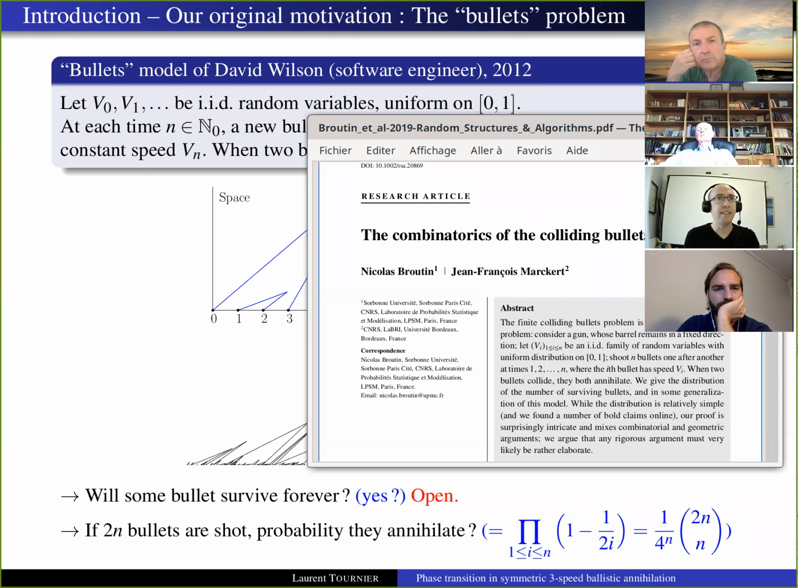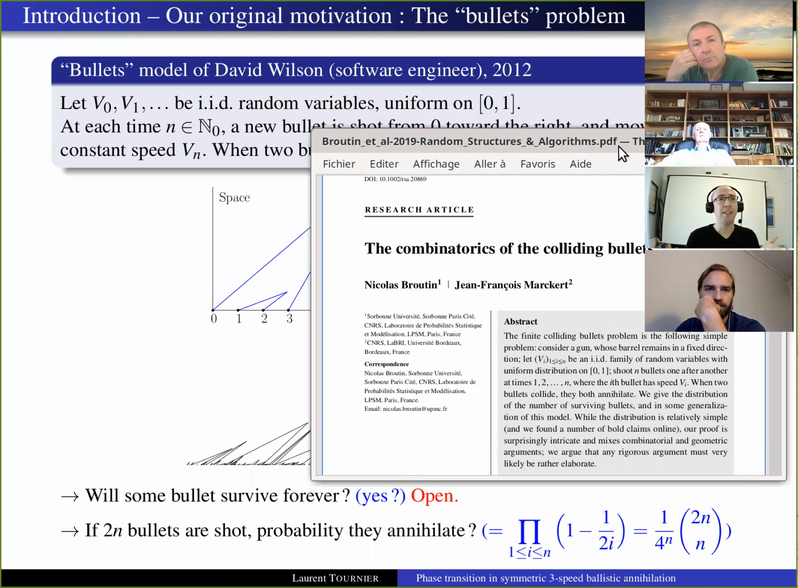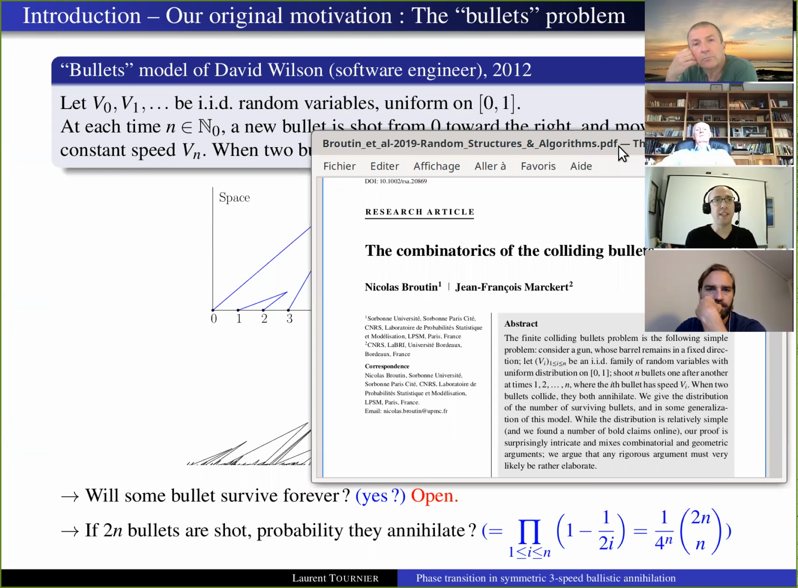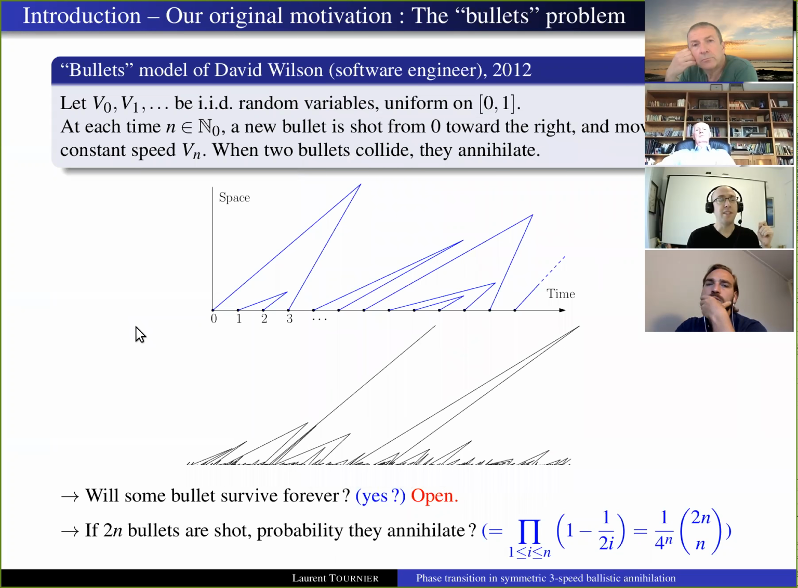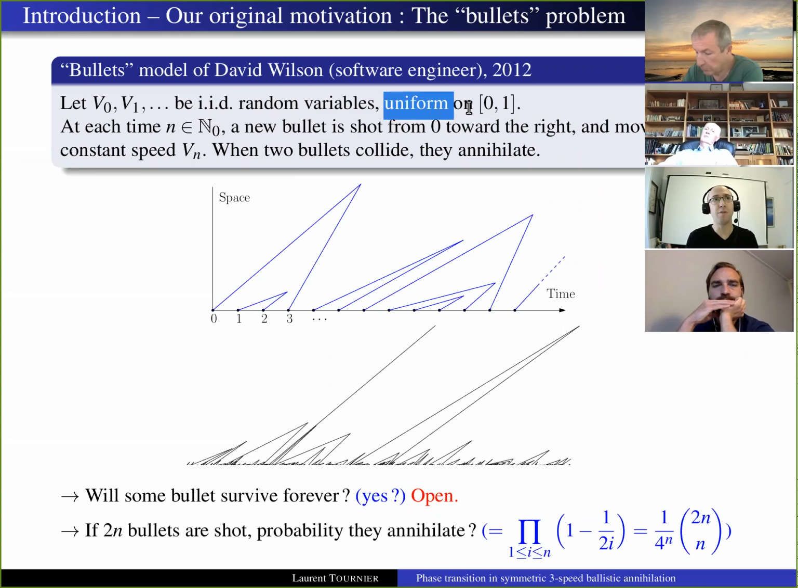So the existence of this simple solution, even though there is no simple proof, suggests that there is something interesting behind, that might be a hidden structure that has yet to be found. Also, it's interesting to notice that in this paper by Brutin and Marquer, what they prove also is that this answer is rather universal in several ways. In particular, it doesn't depend on the distribution of the speeds. Here, we chose them to be uniform. In fact, it doesn't matter.